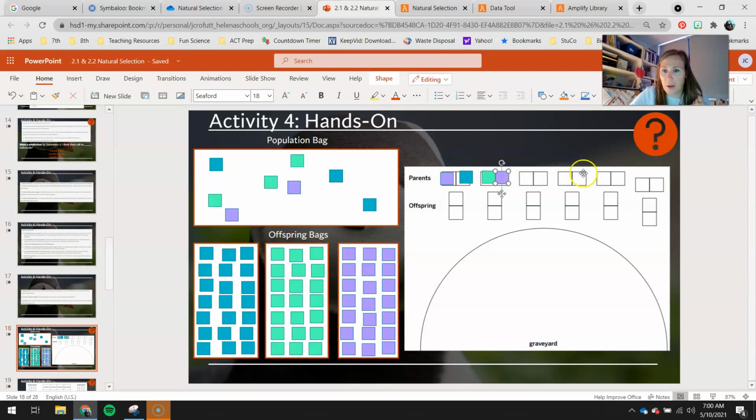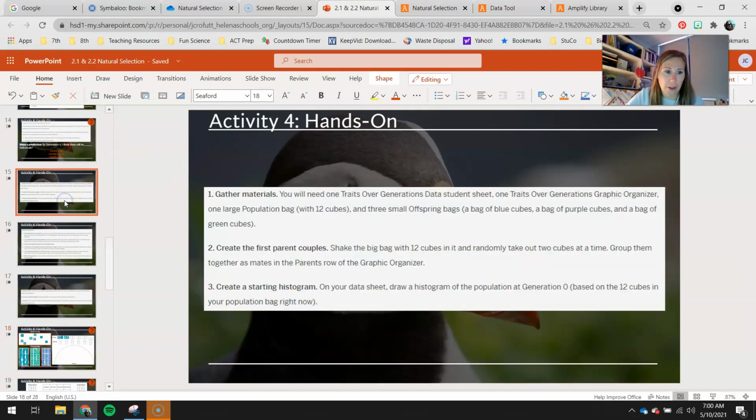So you are going to fill up all of these little parent boxes right here with these populations. You can see this population has 1, 2, 3, 4 blues, 1, 2, 3, 4 greens, and 1, 2, 3, 4 purples. Okay, so that's what our original population is sitting at. And at some point in this, it's going to ask you to graph your starting histogram. That's what we're pulling that data from: 4 blues, 4 greens, and 4 purples. Okay, so you're going to group those together and then create a starting histogram.